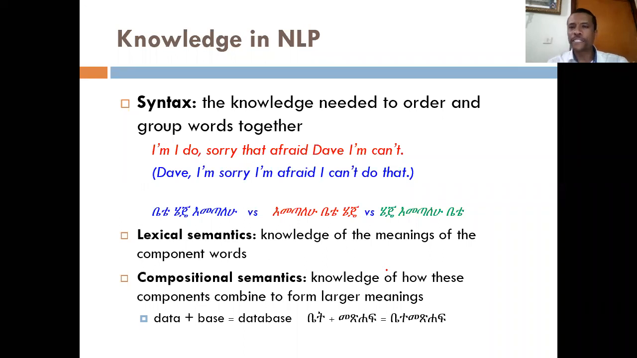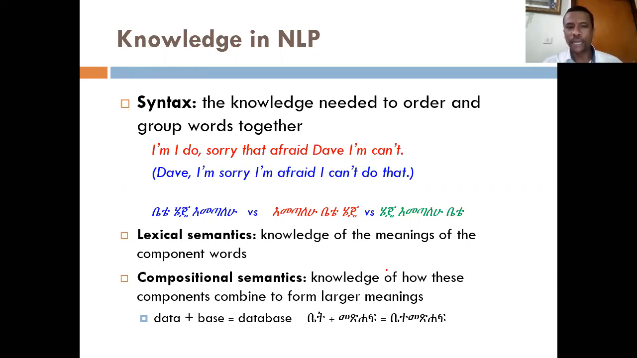Now let's have the first sentence. "I am, I do, sorry, that I'm afraid, Dave, I am, can't." You can't parse this one. You can't understand because even though the words are there, the order is not correct. So the correct meaning can be conveyed if you have a correct order. So it means, "Dave, I'm sorry, I'm afraid I cannot do that." This way people can understand because the words are put in the permissible, the allowed order.